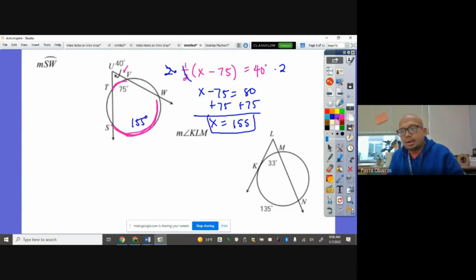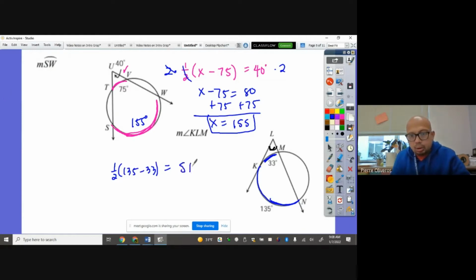Okay, easy, right? Next, the measurement of KLM. So we're looking for the angle here. And again, this time we have the larger arc right here, and this is a smaller arc. That's a larger arc and a smaller arc. So it's going to be half of 135 minus 33 is equal to the angle. So 135 minus 33 is 102, divided by 2 is obviously 51 degrees.